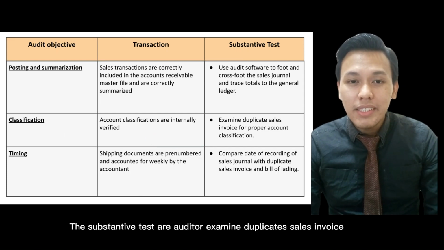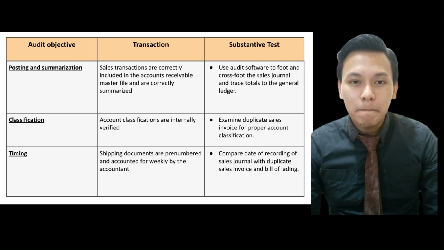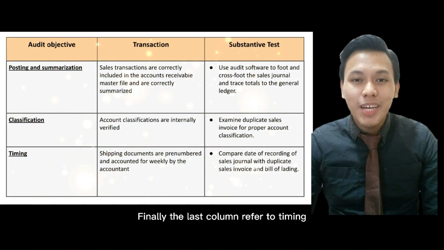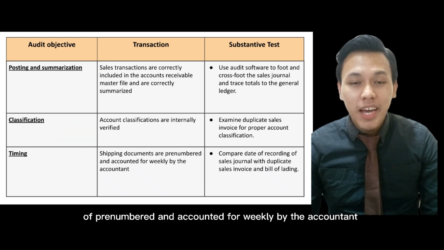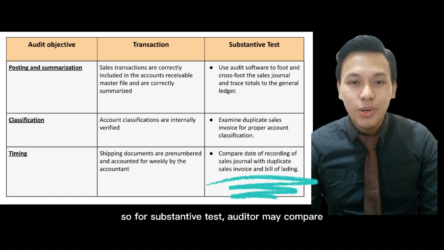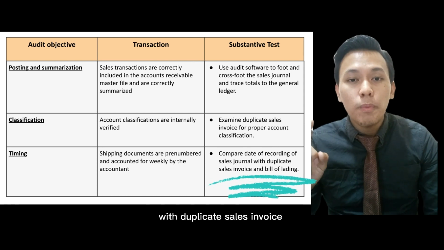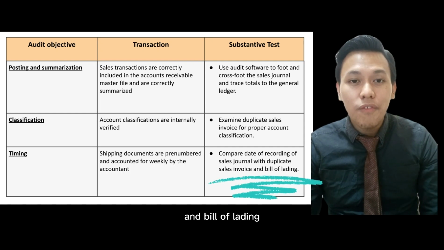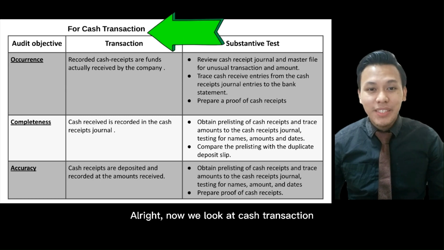The substantive test is that the auditor can examine duplicate sales invoices for proper account classification. Finally, the last column refers to the timing. This means that shipping documents are pre-numbered and accounted for weekly by the accountant. So for the substantive test, the auditor may compare the date of recording in the sales journal with the duplicate sales invoice and bill of lading. Alright, now we look at cash transactions.